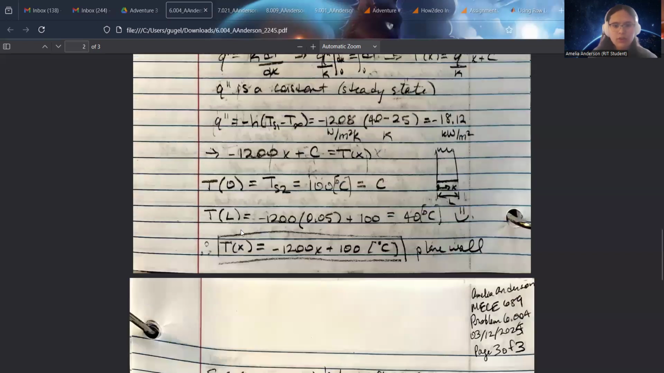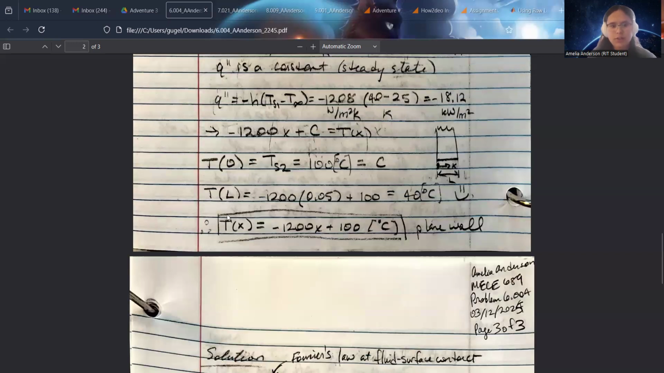Then we say, okay, so now that we've sanity checked ourselves and everything seems okay, we have our temperature profile as a function of distance in the wall is equal to negative 1200 X plus 100 degrees C.